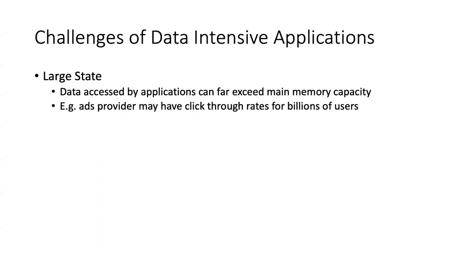So with data-intensive applications and the sort of explosion in data, as we talk about a lot these days, we have a very specific set of challenges. So the first we can say is large state. What we mean by that is we need to access data that is perhaps much bigger than our main memory capacity. For example, some ad provider might have click-through rates for billions of users, which we might not be able to fit in memory.